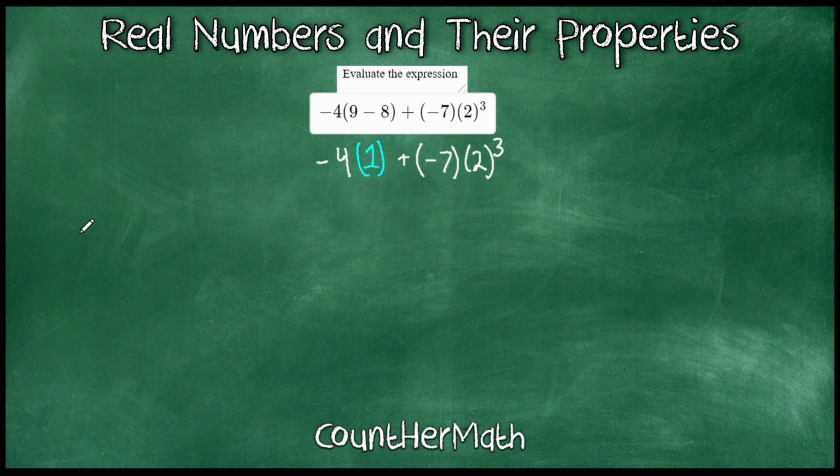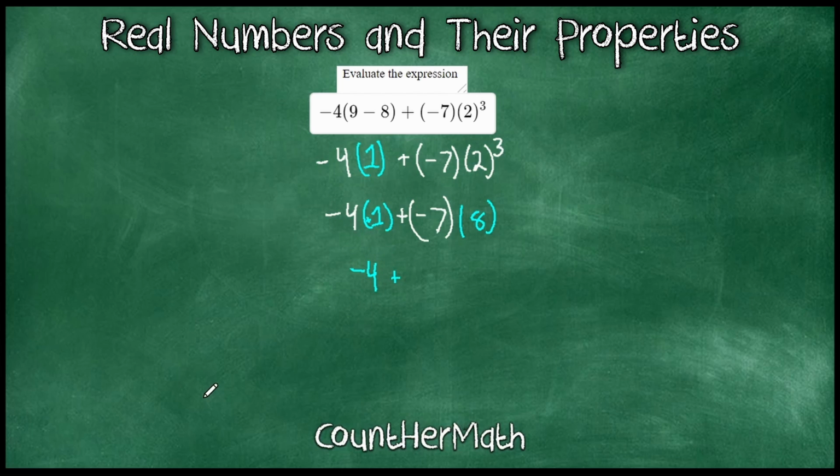So now let's move into the next part, simplifying any powers or roots. On the end here we have 2 to the third power, so we do need to simplify that out, and 2 times 2 times 2 is 8. Our next step is to do multiplication and division going left to right. Our first multiplication is -4 times 1, and a number multiplied by 1 is simply itself, and a positive times a negative gives us a negative, so we're going to end up with -4.